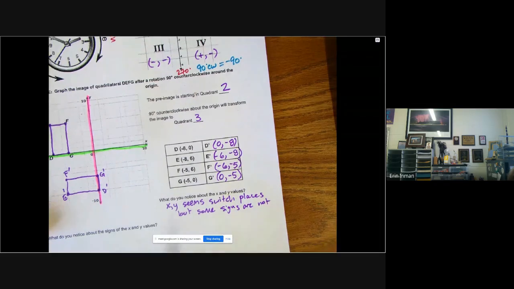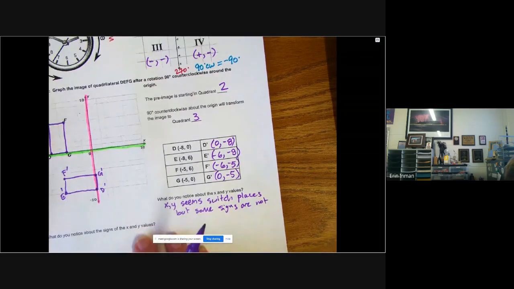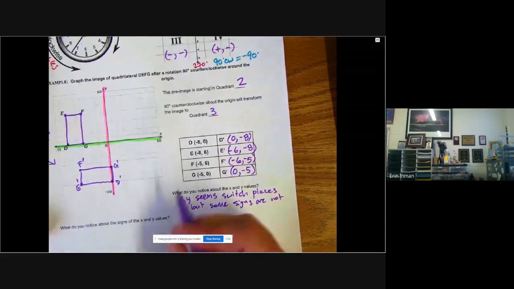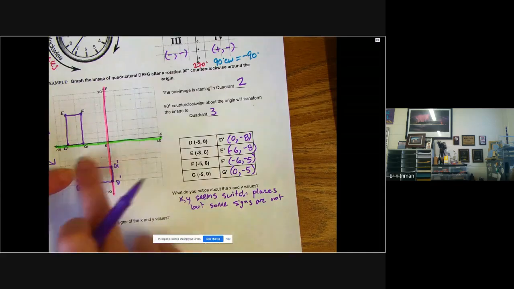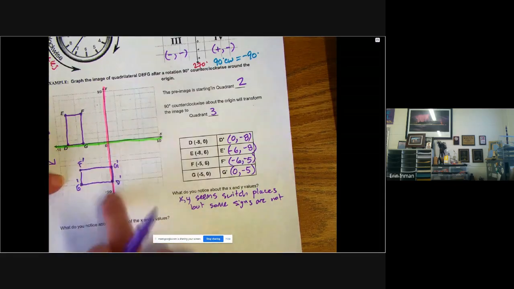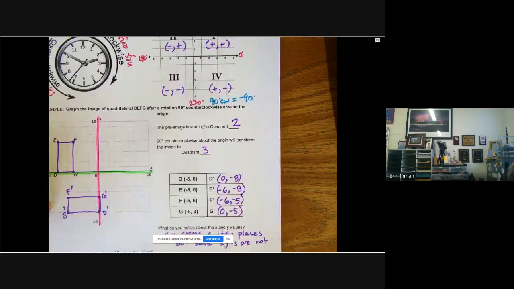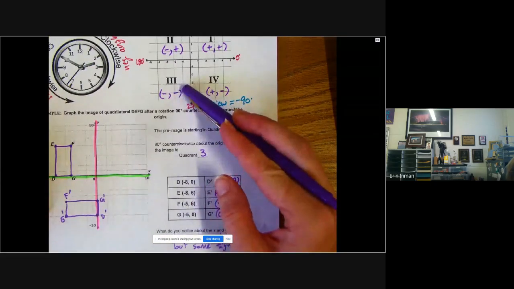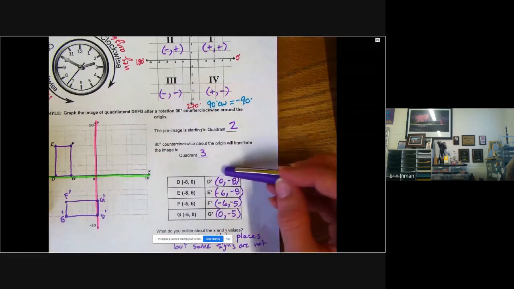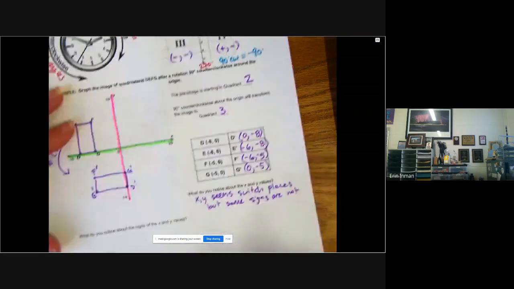So what I do want to say, when we notice the signs of the X and the Y values, I should say compared to the quadrant they're in. And what I do want you to notice is that all of my signs of this image match the signs of the quadrant that they fell into. Because look, everything should be negative. So save 0, everything's negative.